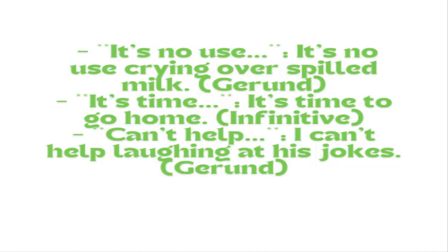Gerund: It's time to go home. Infinitive: I can't help laughing at his jokes. Gerund. 6. Cautions and exceptions. Despite the general rules for using gerunds and infinitives, there are some exceptions and special cases to be aware of.